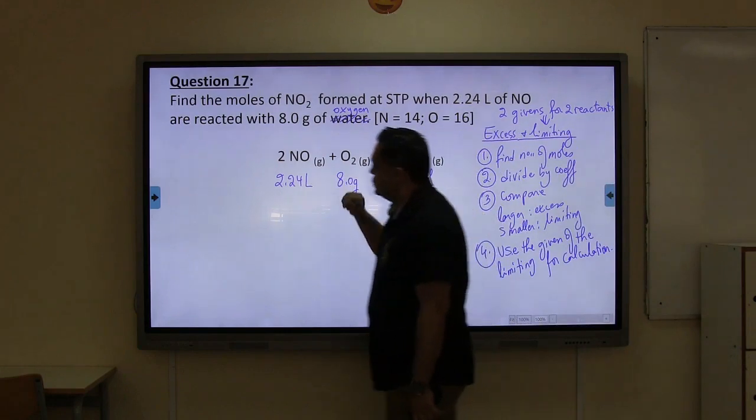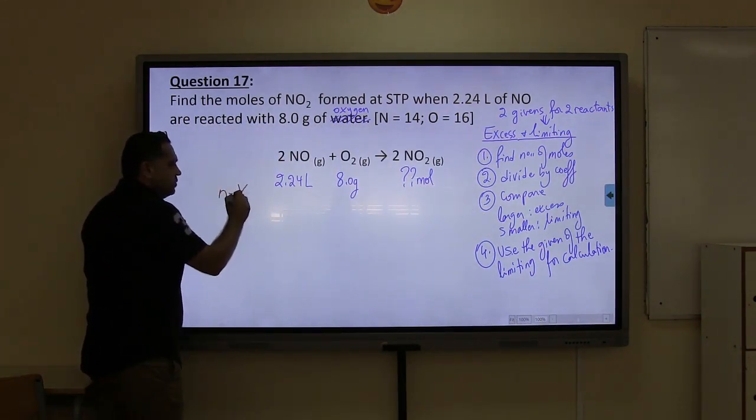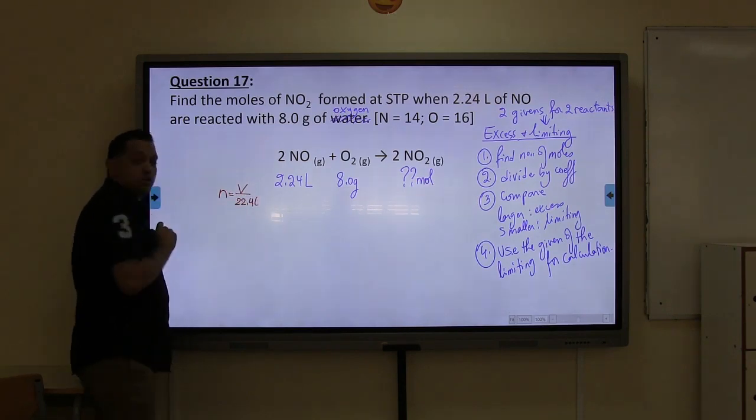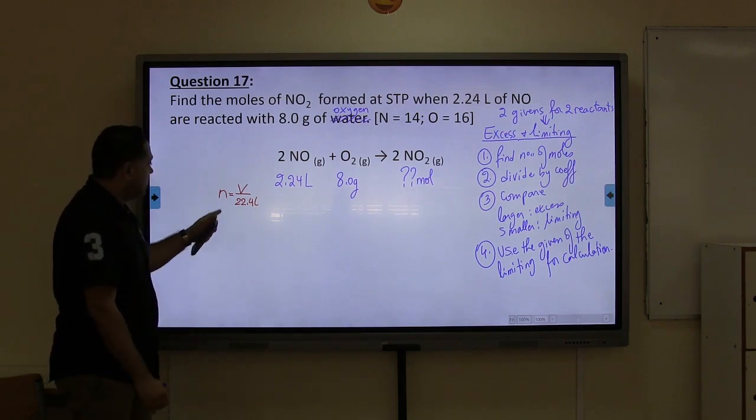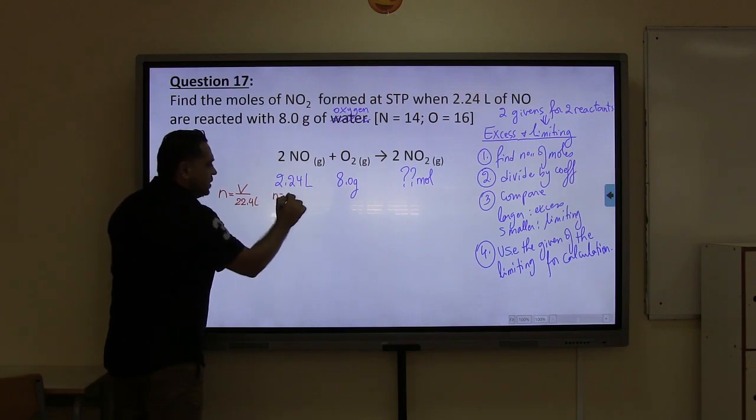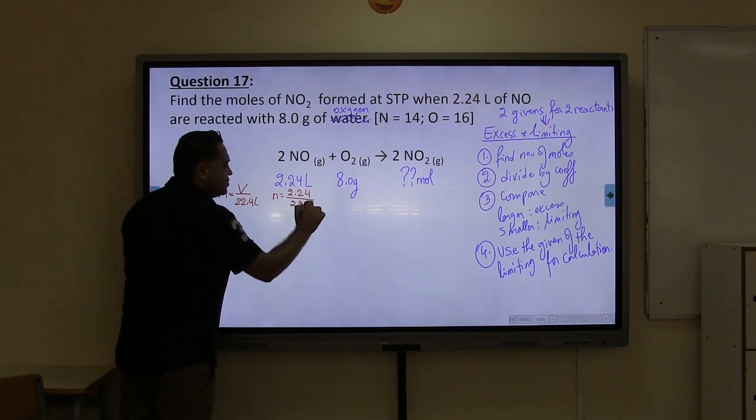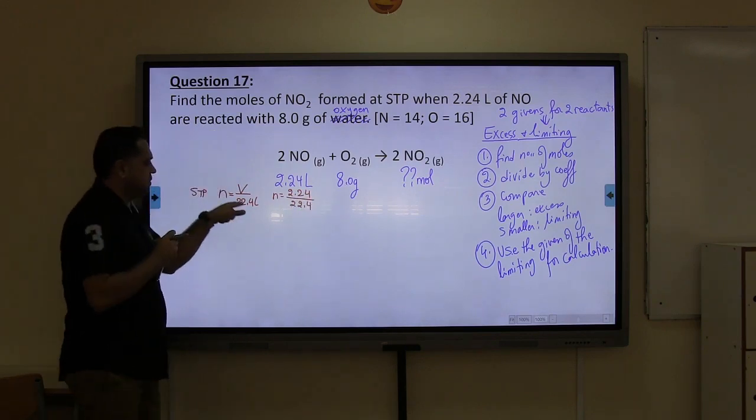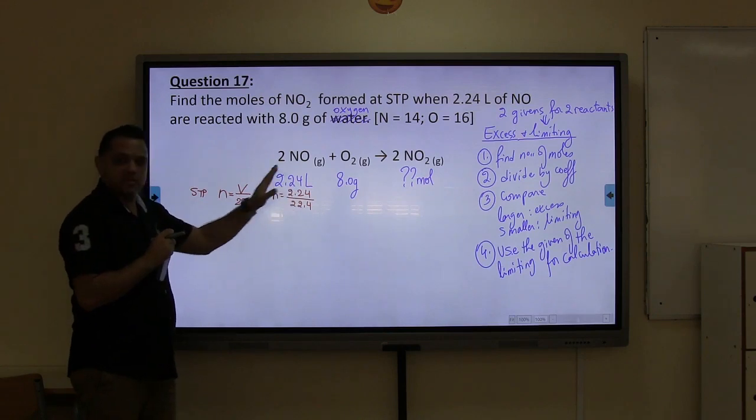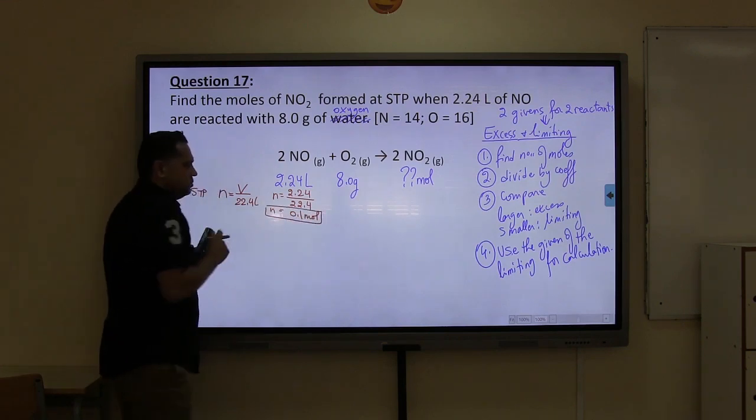If we have volume, the number of moles is equal to volume over 22.4 in liters or decimeter cube. This is at STP. So to find the number of moles here, it will be the volume, which is 2.24, divided by 22.4 liter. The answer will be 0.1 moles. So the number of moles is 0.1.